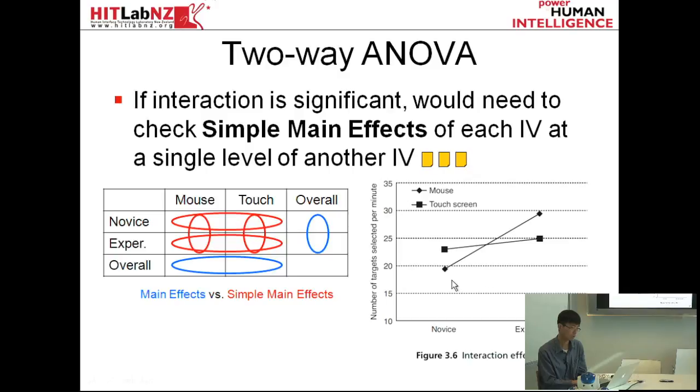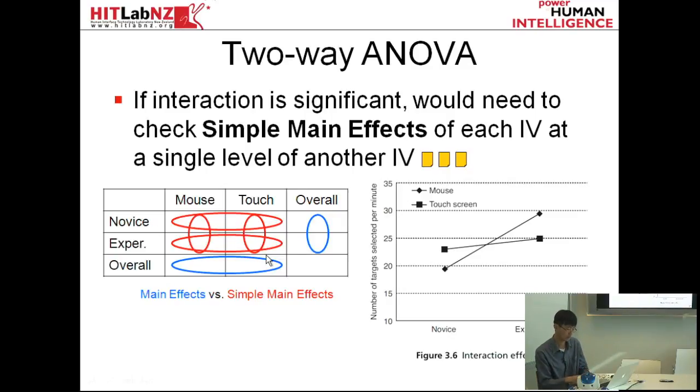But in case you have a significant interaction, you cannot really conclude based on this overall difference between the groups within one independent variable, but you'll have to look into much smaller subsets of samples. In this case, looking at whether there is a difference between mouse and touch when it's a novice user, or whether there is a difference between mouse and touch if it's an experienced user or an expert. So these are called simple main effects.